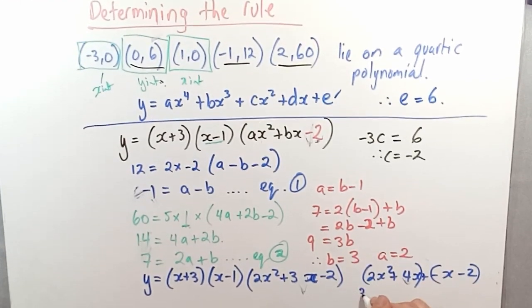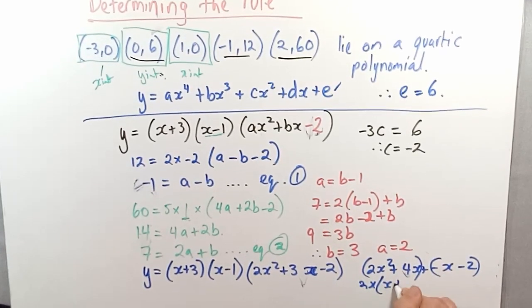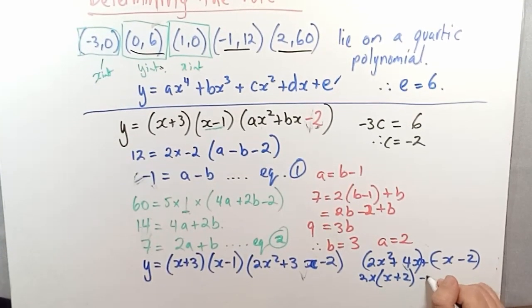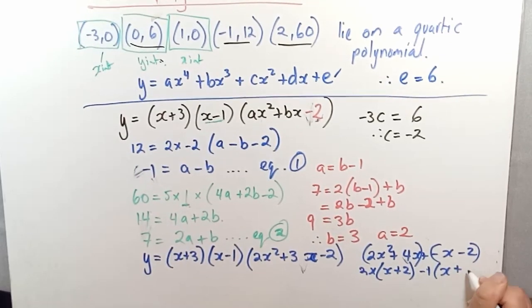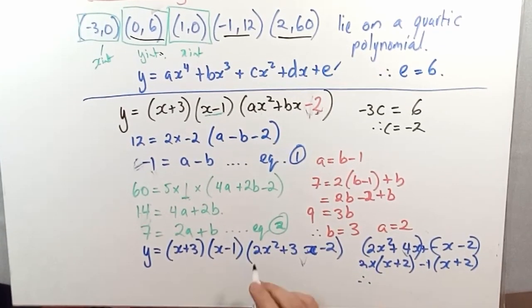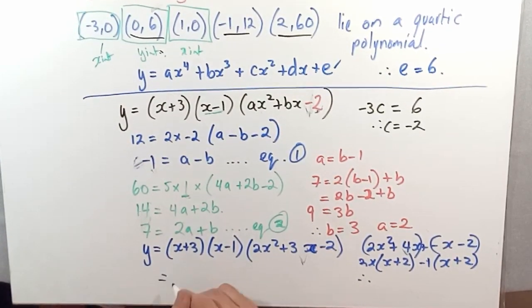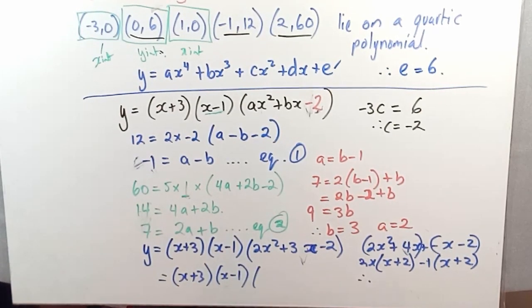Group. Take out 2x as common, x plus 2. Take out negative 1, I get x plus 2. Therefore, I get (2x minus 1)(x plus 2). Okay, now you've got all that. You could sketch it if you want, but that'll do. That's the rule. That's it factorized.